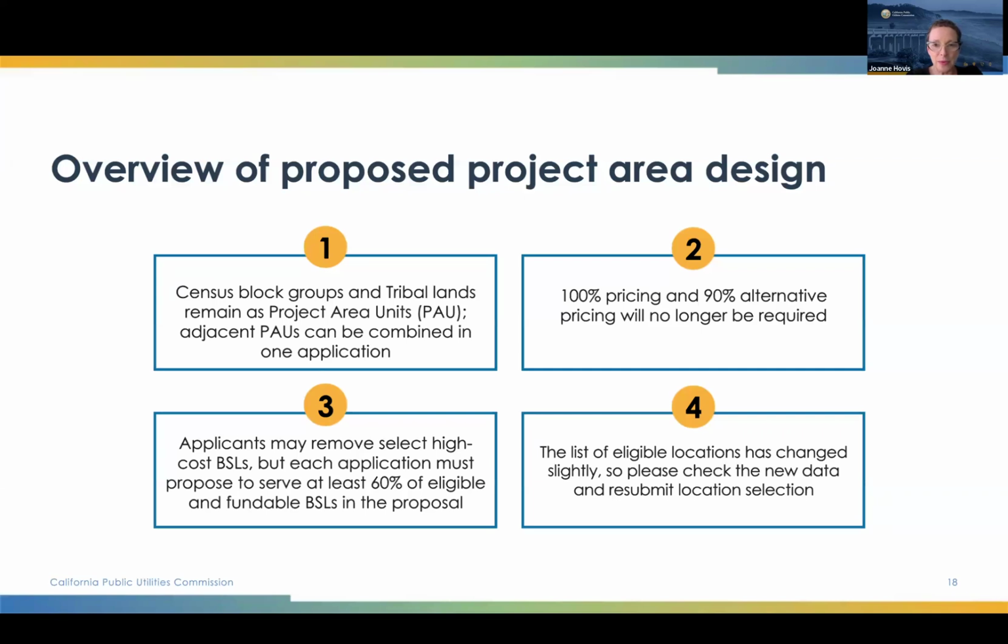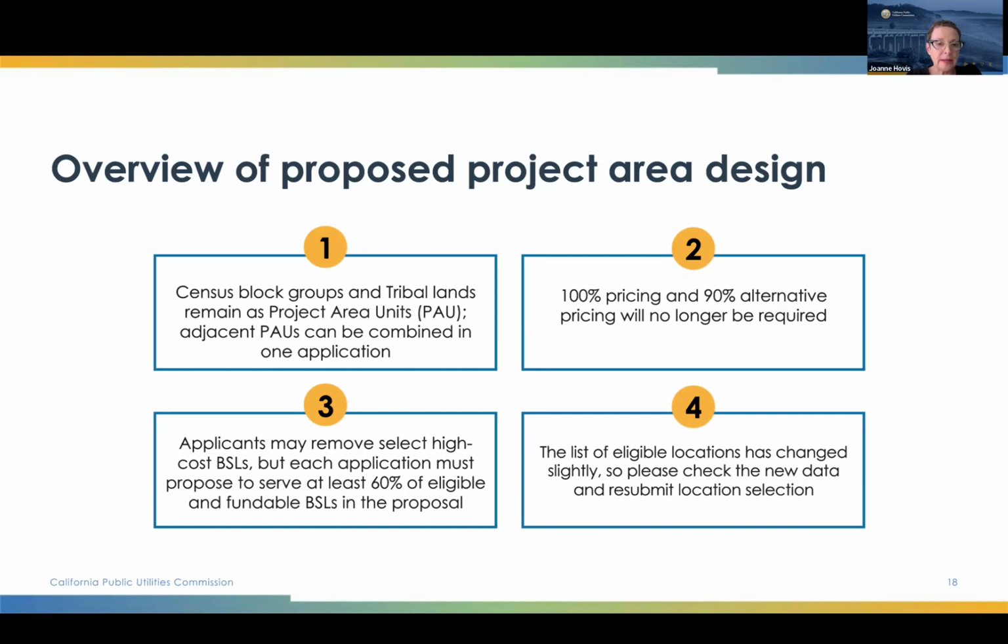So as you will recall, the CPUC's plan for BEAD has been all along that there are project area units that applicants may combine as they see fit into a single application, so long as they are adjacent to each other. We'll talk about what adjacency means in just a moment. And those project area units are made up of census block groups and tribal lands. Wherever the tribal lands are different to the census block group boundaries, the tribal lands are what determines the outline of a given project area unit.